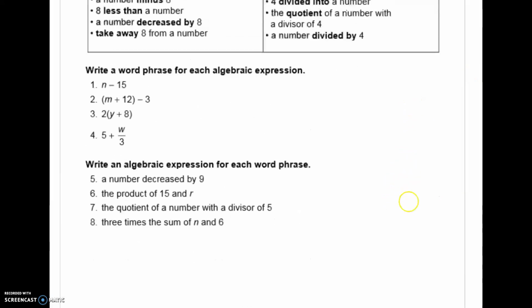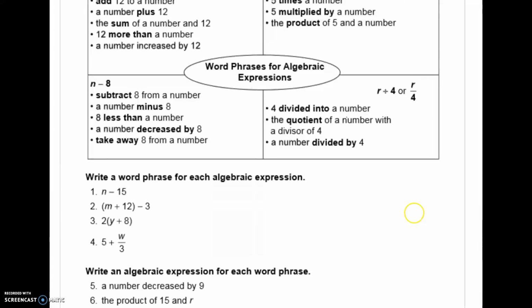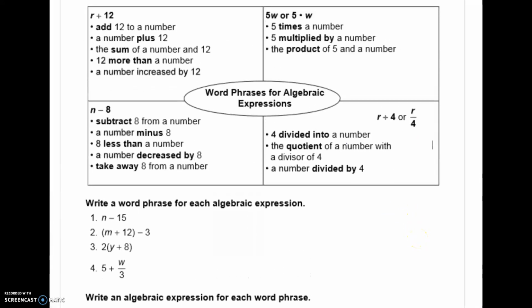Write a word phrase for each algebraic expression. So this is where you're going to use this chart to help you with these 4 problems. Okay, so n minus 15, I think it's easiest just to find the example up here. N minus 8 is similar to n minus 18. And you just pick a phrase that you're comfortable with and you write it.